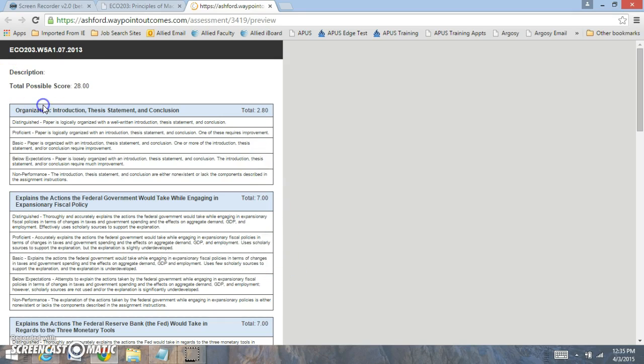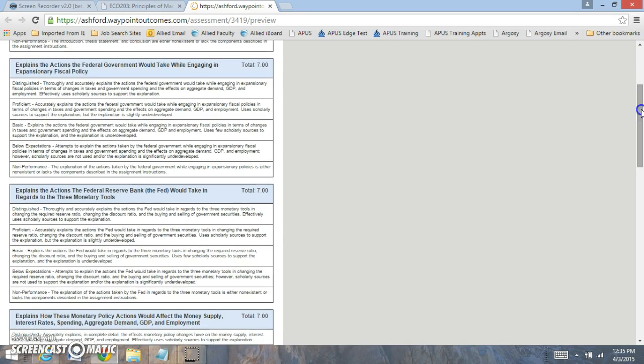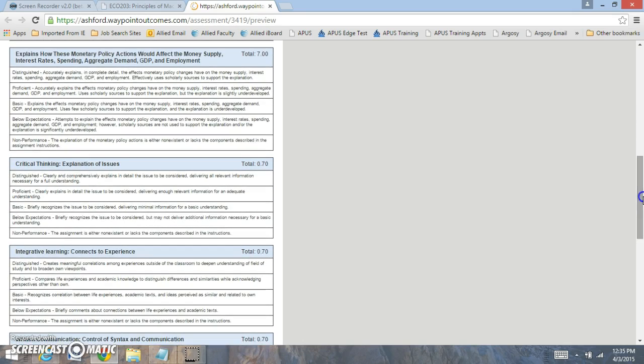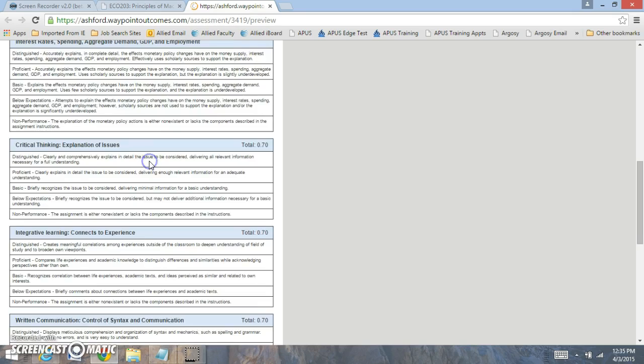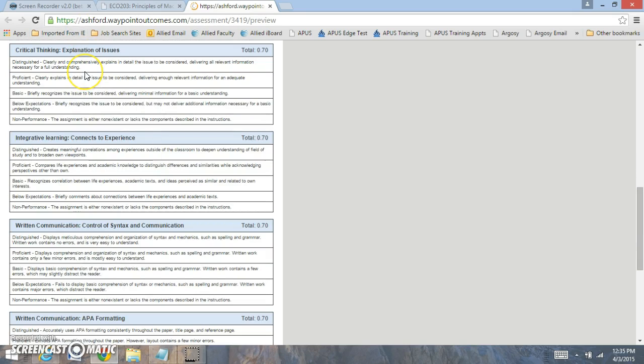So I'm looking at your organization, your thesis, your introduction, and your conclusion. I'm looking at how did you explain expansionary fiscal policies and monetary policies? Did you explain all of them? In this example, I'm looking at how did you understand the changes in money supply, interest rates, and how that influences aggregate demand, GDP, and employment. Here I'm looking at your explanation of issues. What is your critical thinking in those areas?